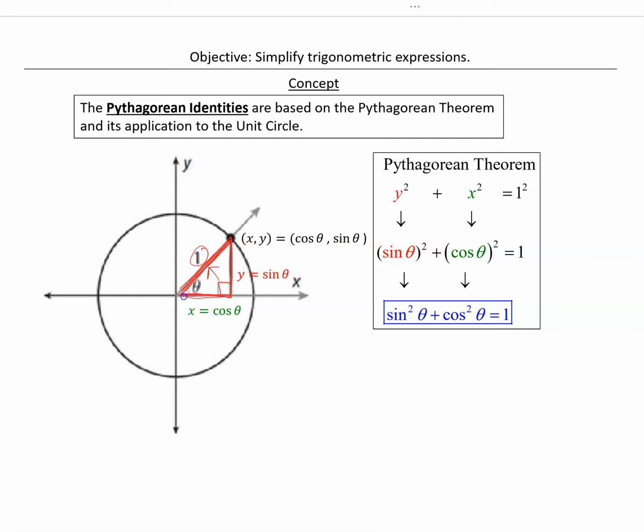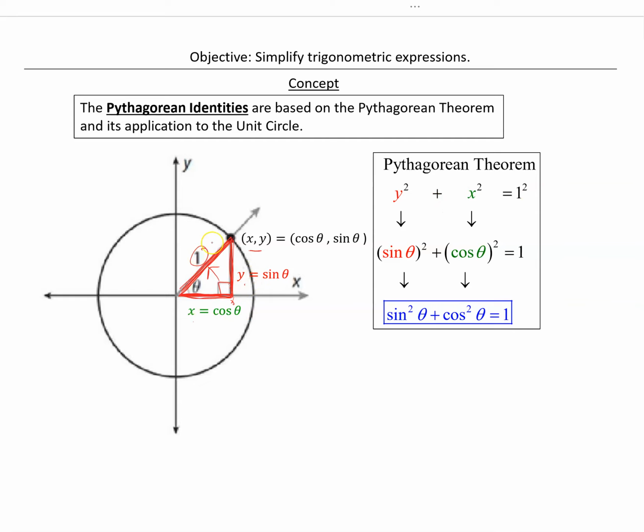We know that this portion, which is the x coordinate, is equal to the cosine of the angle theta. And this side is our y value, creating our point, and y is the sine of angle theta. So here it's shown as y squared plus x squared equals 1 squared. That's our Pythagorean theorem.